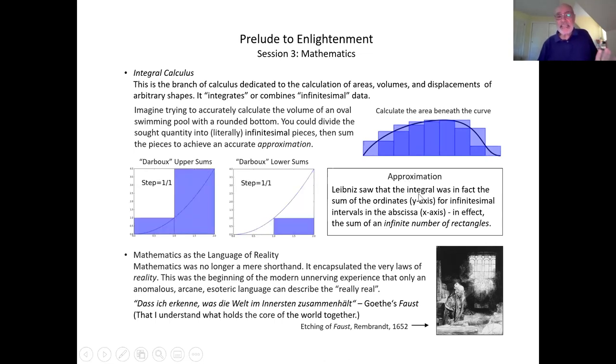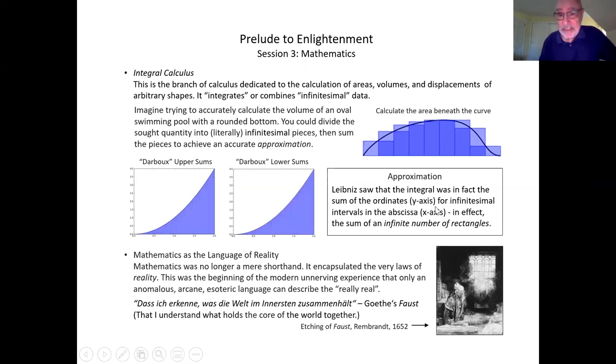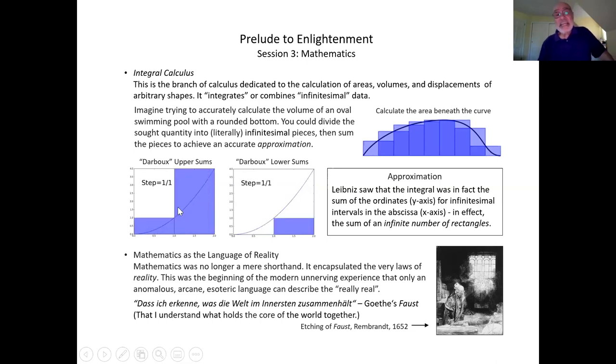Leibniz saw that the integral was in fact the sum of the ordinates, the y-axis, for infinitesimal intervals in the abscissa, the x-axis, in effect, the sum of an infinite number of rectangles. You're just producing, in the first case, 1 to 1, 1 to 2, 1 to 4, 1 to 8, 1 to 16, 1 to 32, and you keep on going towards infinity and doing an integration. And Leibniz understood this, and he developed the mathematics of it.